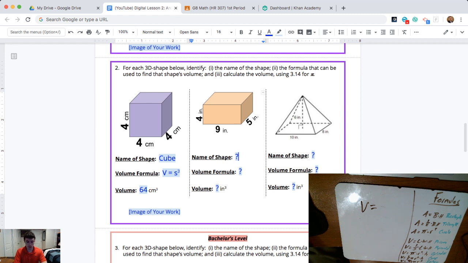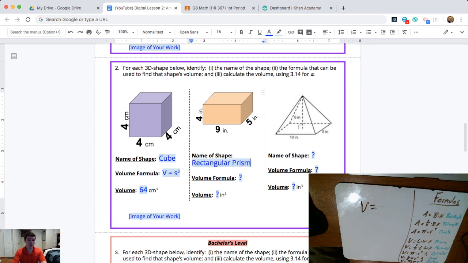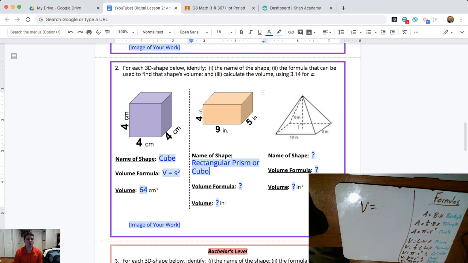And I'm with Donald. The fancy math name for the shape is a rectangular prism. Sometimes they also call it a cuboid. You don't see that as often anymore. But it's kind of like a cube, but the length, the width, the height are not necessarily all the same, and that's what we mean by rectangular prism.